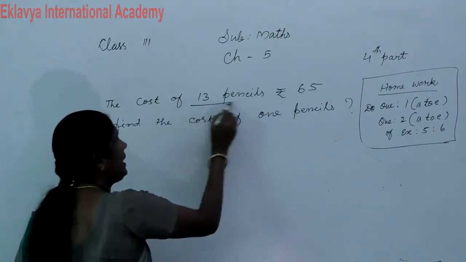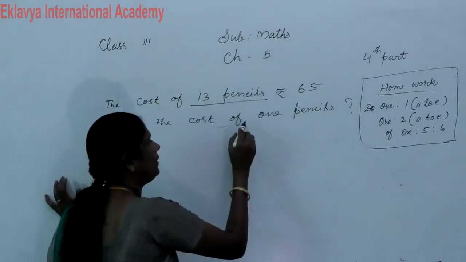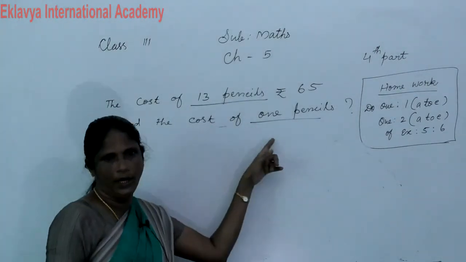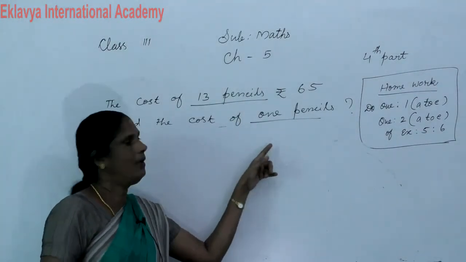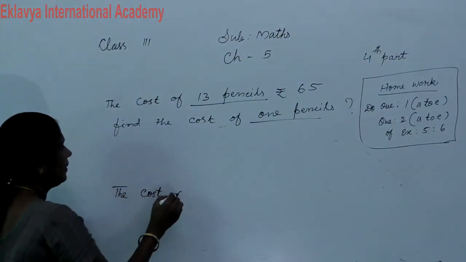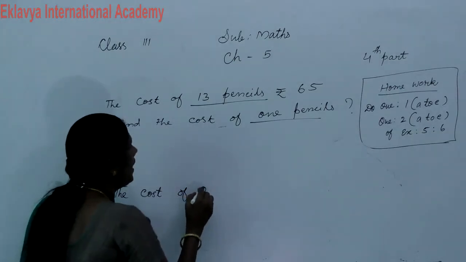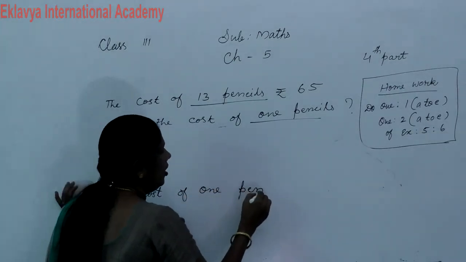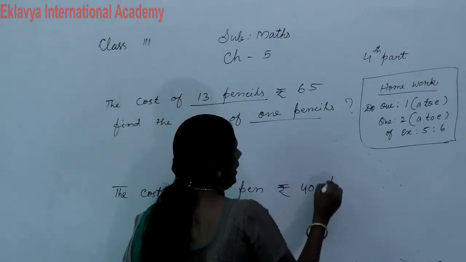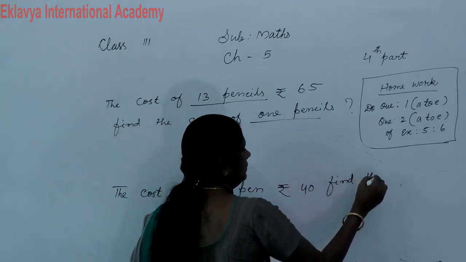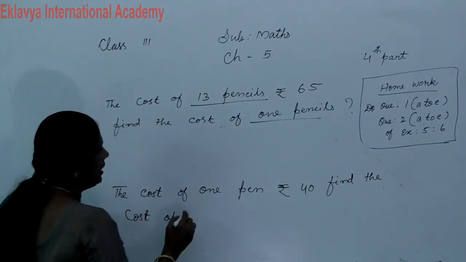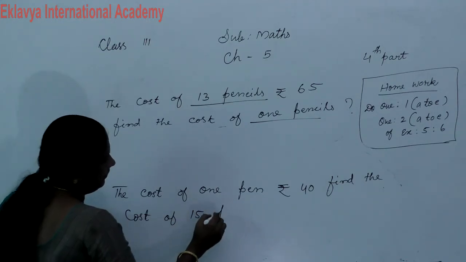Here many given, you find 1. That is divide. One more question. The cost of 1 pen, rupees 40. Find the cost of 15 pens.